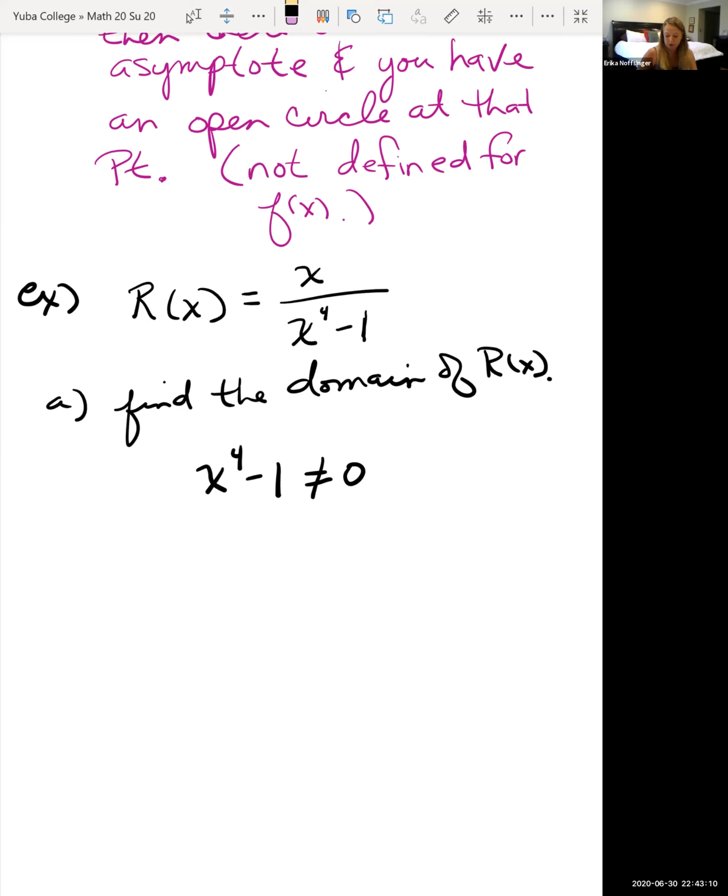I can approach this a couple different ways. I can isolate x to the 4th and take the 4th root of both sides. Or I can factor this. This is like a difference of squares. This is the same thing as x squared minus 1 all times x squared plus 1.